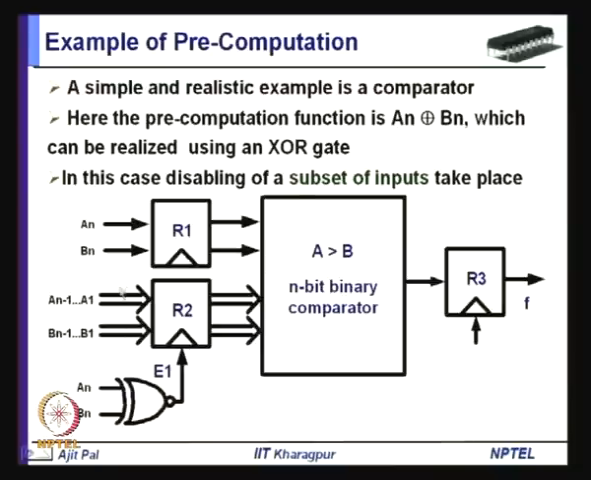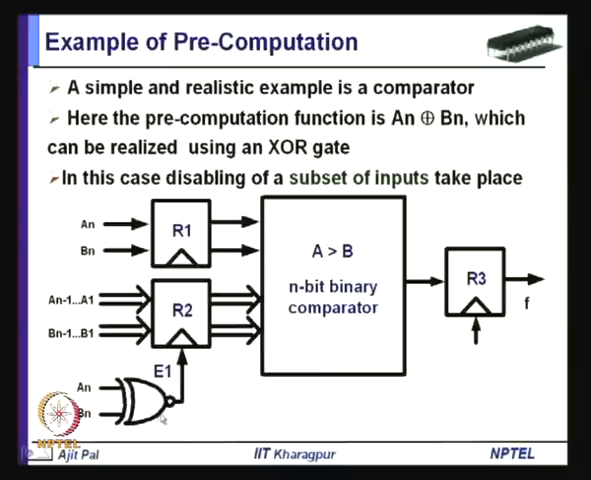In all other situations, that means, when A n is equal to 1 and B n is equal to 0, or B n is equal to 1 and A n is equal to 0, then you can prevent these bits from being applied to this n bit binary comparator. So, this is what is done with the help of this simple hardware.